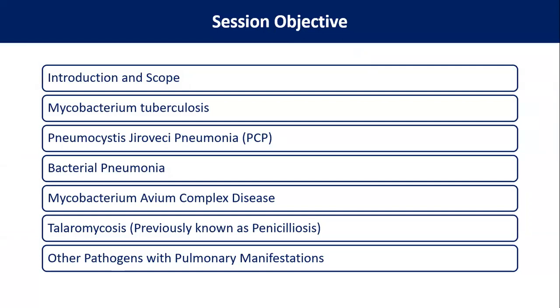So today we are going to see the different OIs, respiratory OIs, like Mycobacterium tuberculosis. But tuberculosis is a big chapter and has also been taken in other sessions. So we'll be covering only some of the features of TB, along with those points which were missed earlier, not included in the HIV-TB session. Then we'll go through Pneumocystis jirovecii pneumonia, bacterial pneumonia, MAC, then talaromycosis, and other pathogens with pulmonary manifestation.